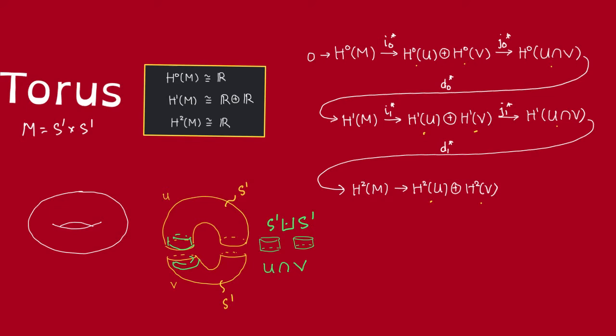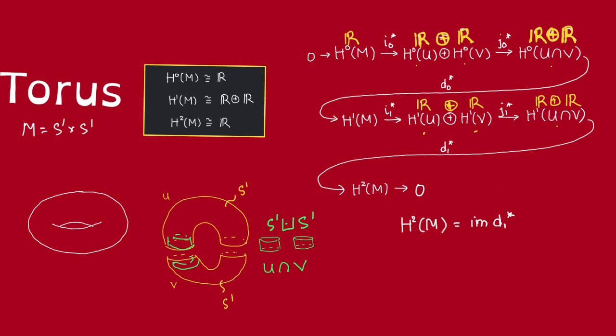First, observe that the circle has dimension 1, so H2 is 0, so all of these are just 0. Now the circle is connected, so the H0 is just R. And then this intersection has 2 connected components, so this is just R squared. As we have computed before, H1 of the circle is also just R. Look, the sequence is almost all filled in already. Alright, so now let's find H1 and H2 of the torus.